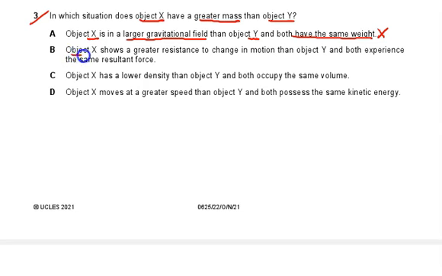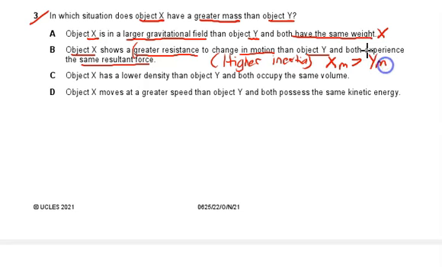Now look at B. Object X shows a greater resistance to change in motion than object Y, and both experience the same resultant force. So if they have a greater resistance, it means they have a higher inertia. Okay, this has a higher inertia, which means the mass of X is much more than the mass of Y.